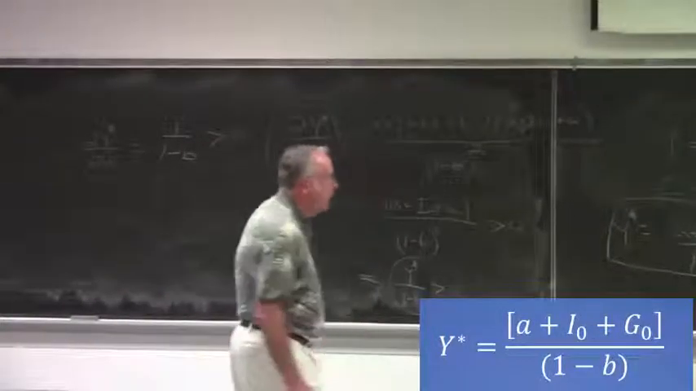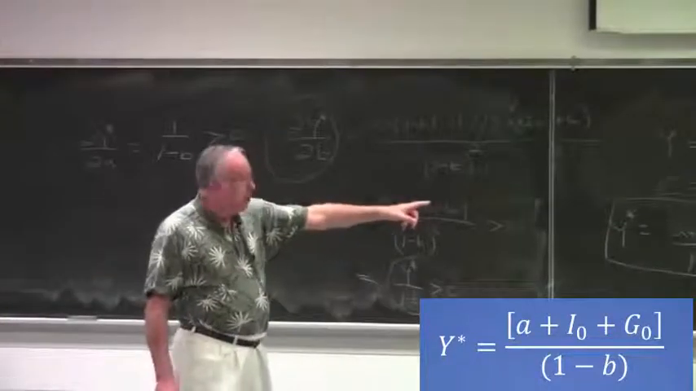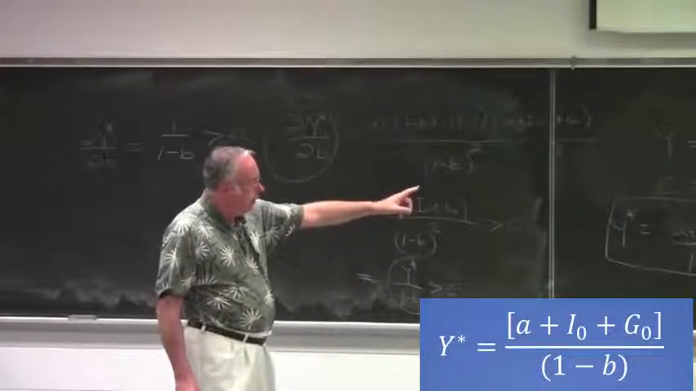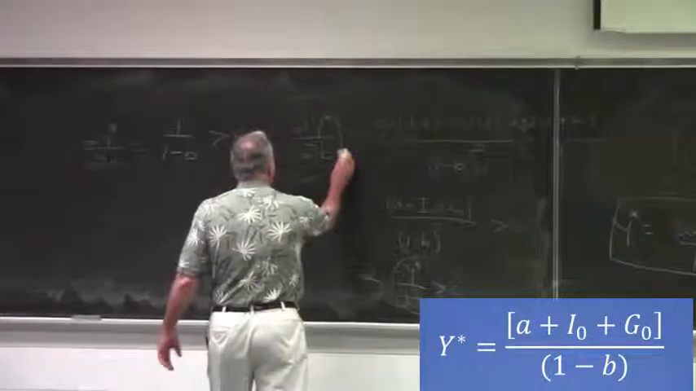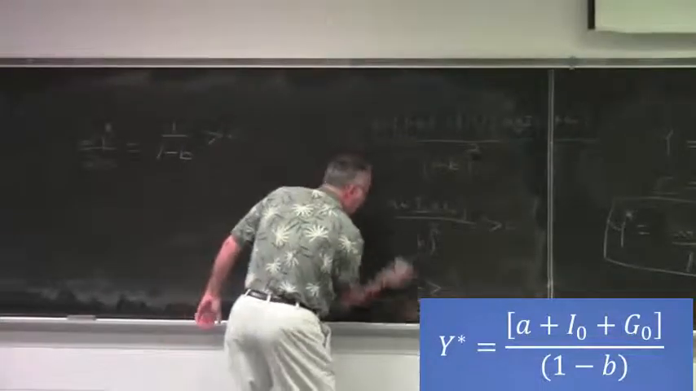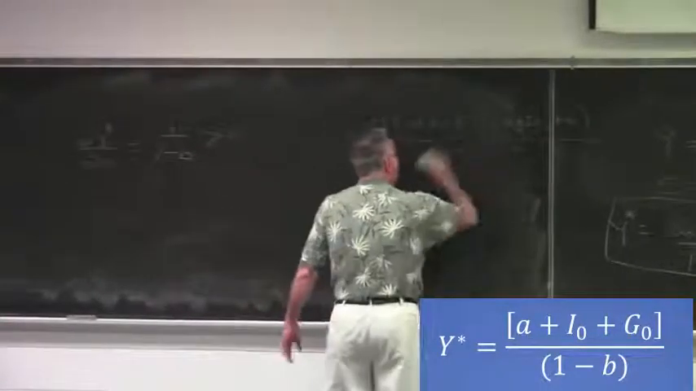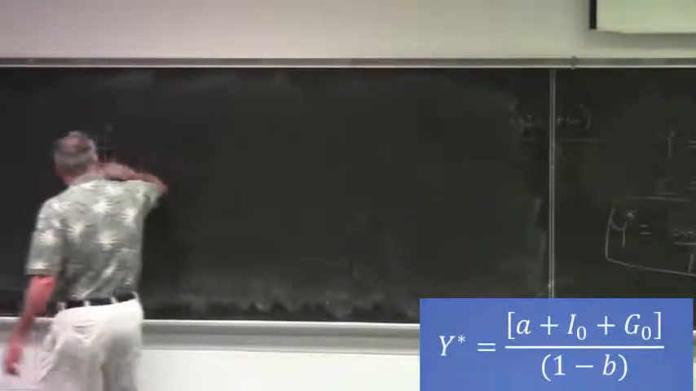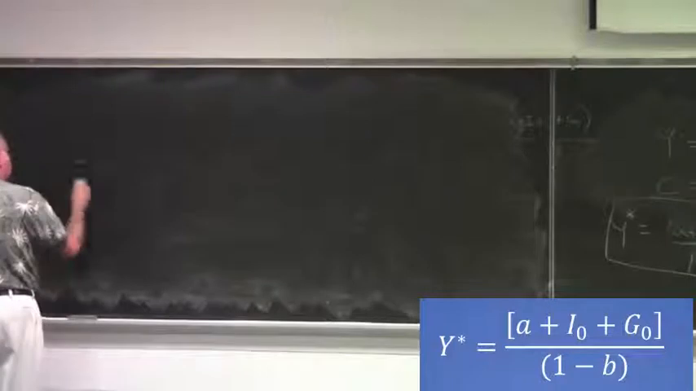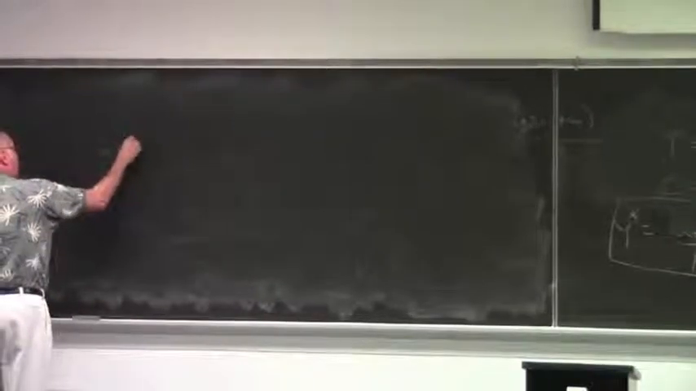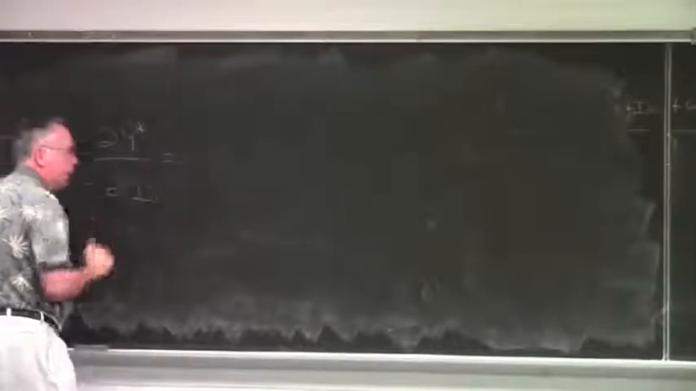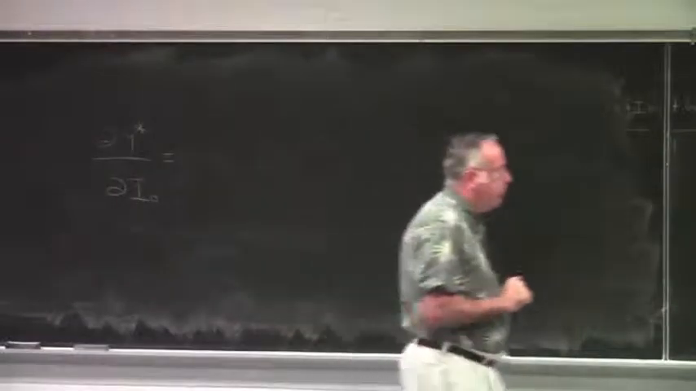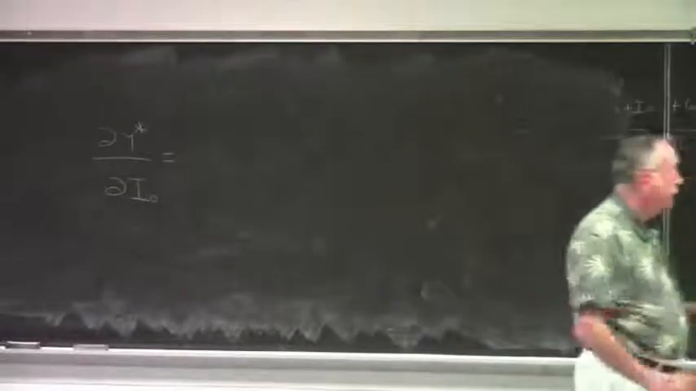Let's move right along. Actually, we only have two more to do: partial y star, partial I, and partial y star, partial g. And actually, they're going to have the same value. What is partial y star, partial I? Remember, I is investment expenditures, exogenous investment expenditures.